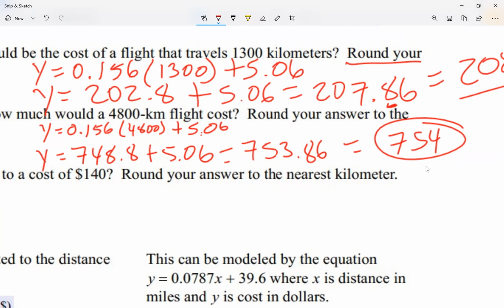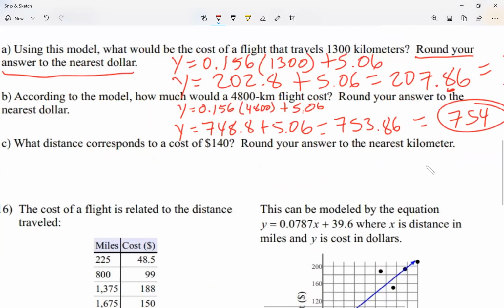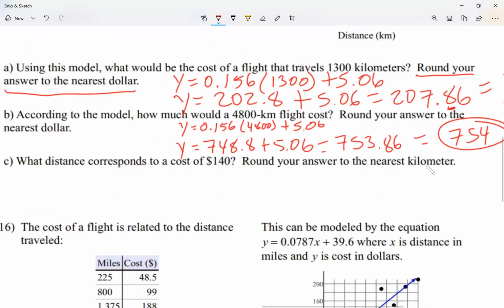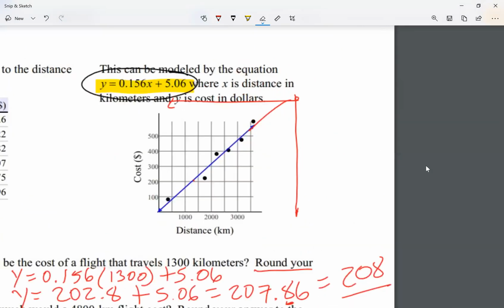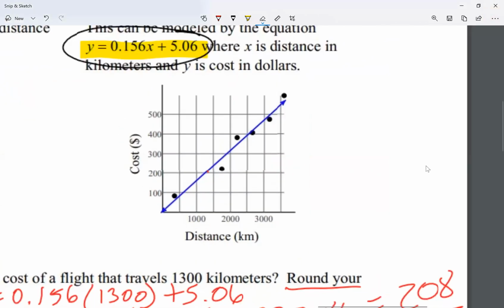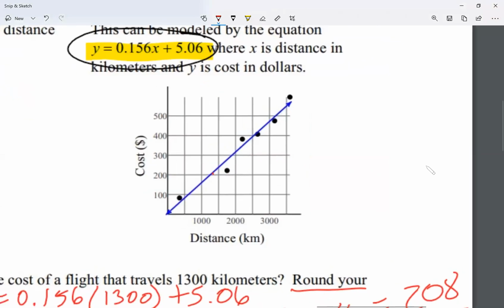Now, looking at question C, what distance corresponds to a cost of $140? Round your answer to the nearest kilometer. Okay, let me take a look at my graph. What does this mean? What they're asking is, imagine you paid $140. How many kilometers was the flight? So let me zoom in here. $140, it's about here.